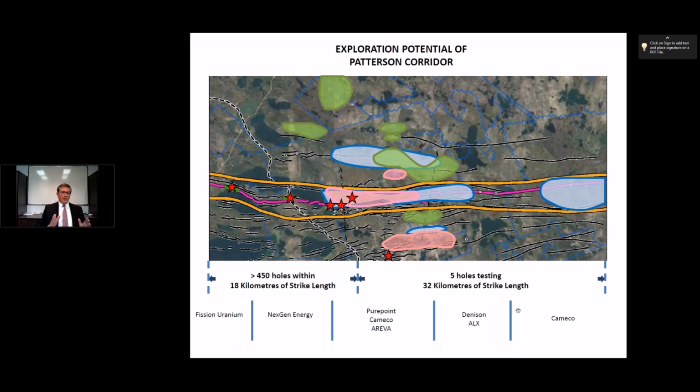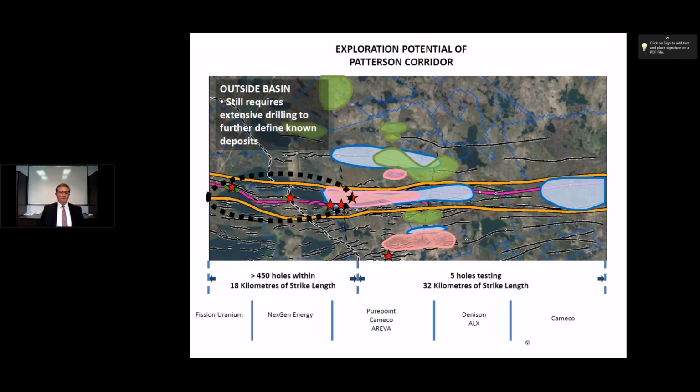discovery, if you will. If we look between the current discovery zones from Hornet all the way to the other side of the Triple R, there's been a little more than 450 holes drilled within 18 kilometers of strike length. Beyond that, there's only been 5 holes really of testing along the shear, along that 32 kilometers of strike length of that shear. So there's a significant amount of work ahead of us to really start to open this up and see where it can go.